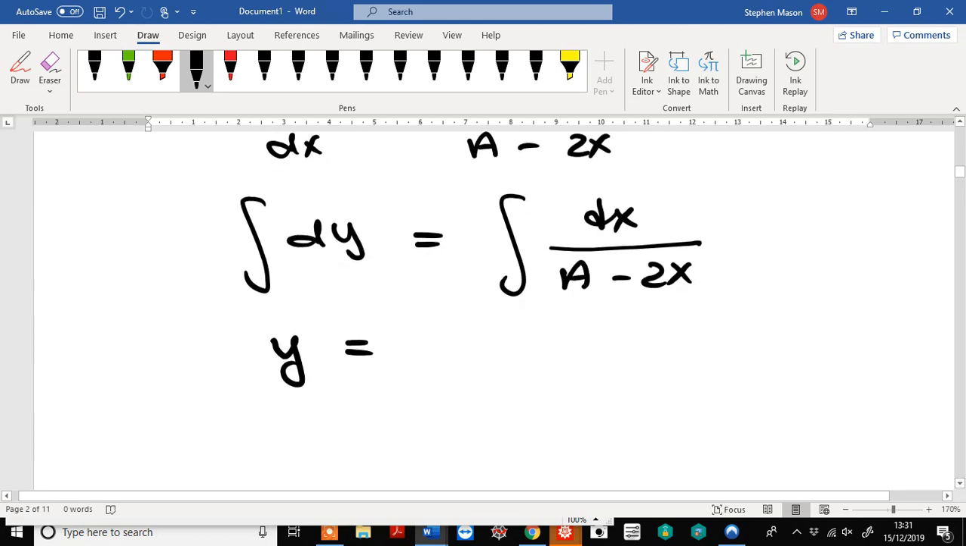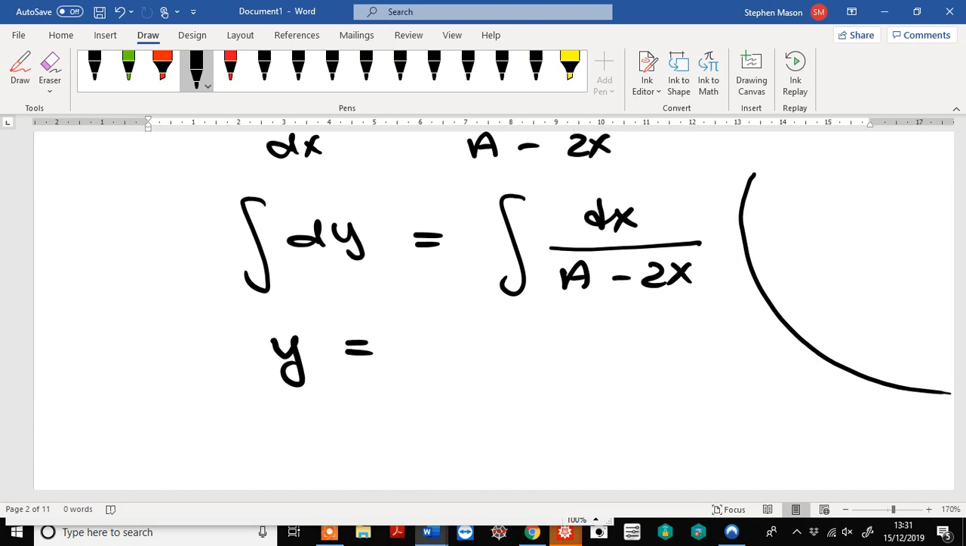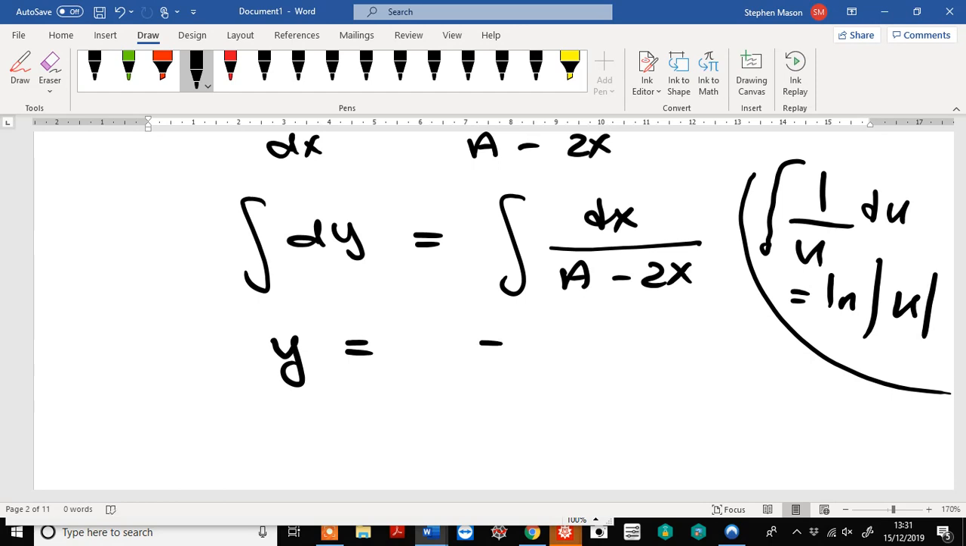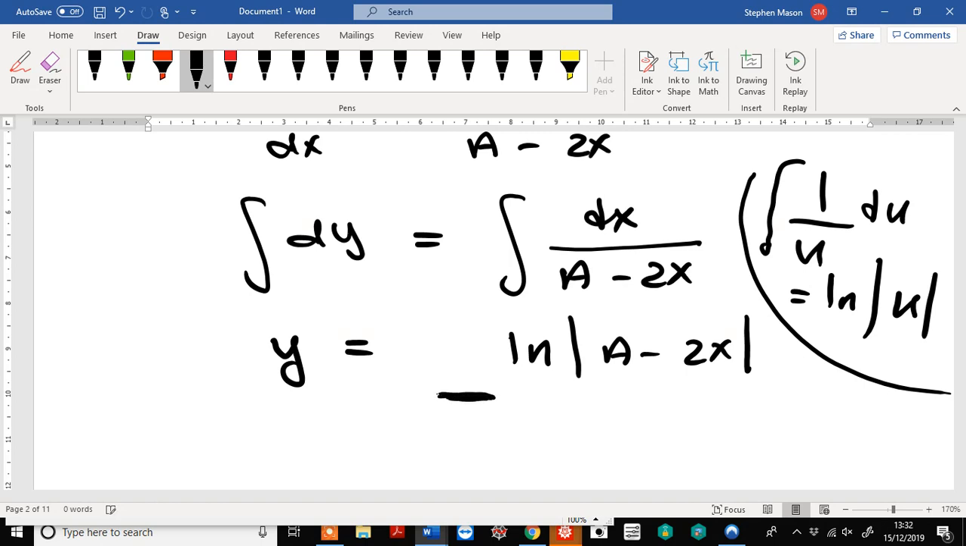Well, this right hand side, I'll just write a little section over here. You know that the integral of 1 over u du is equal to the logarithm of u, right? So this integral is going to be equal to log of a minus 2x, but not quite, because there has to be a coefficient in front of the logarithm.